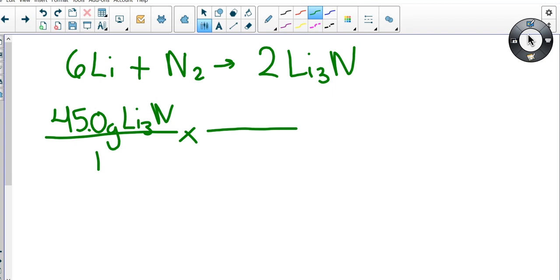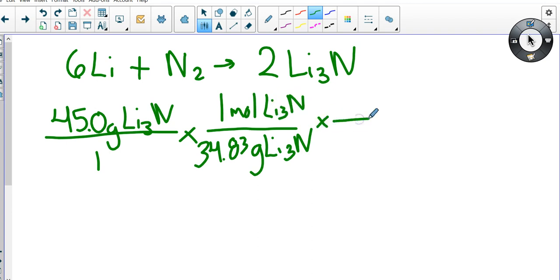TJ, what's going to go on the bottom of the next fraction? What unit and compound? Grams of lithium nitride. Did you find the molar mass for this? Did you add it up? Good job. Okay, so look, I'm on one hand going to 1 mole. So what do I need to put up here? 1 mole. Yes, sir.